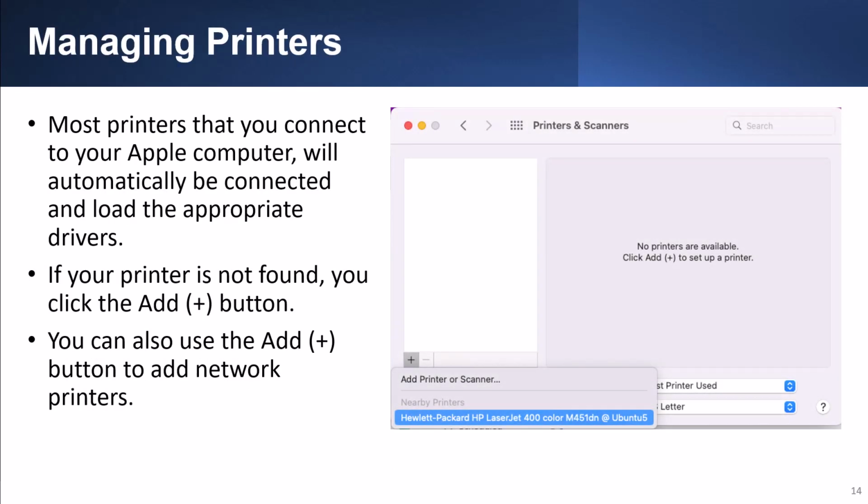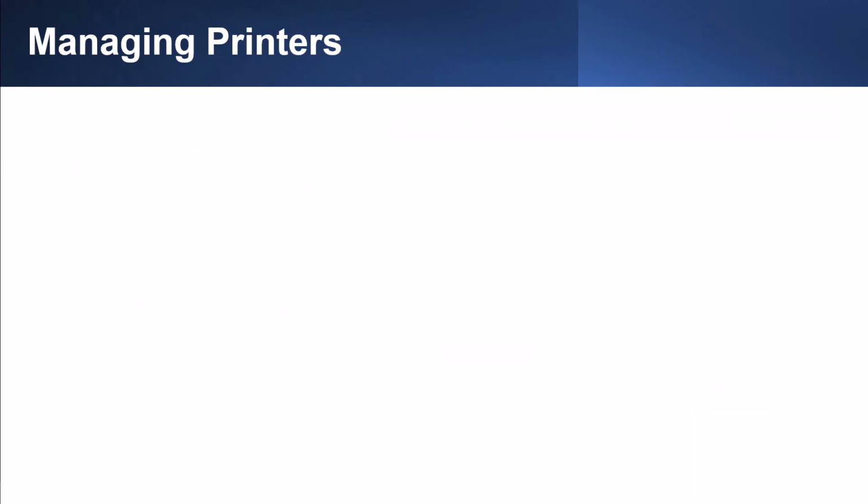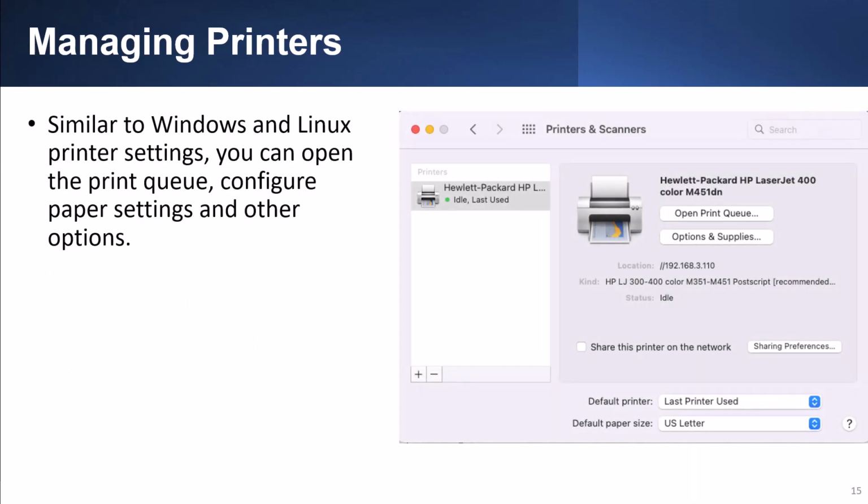Most printers that you connect to your Apple computer will automatically be connected and load the appropriate drivers. If your printer is not found, you click the Add button. You can also use the Add button to add network printers. Similar to Windows and Linux printer settings, you can open the print queue, configure paper settings, and other options.